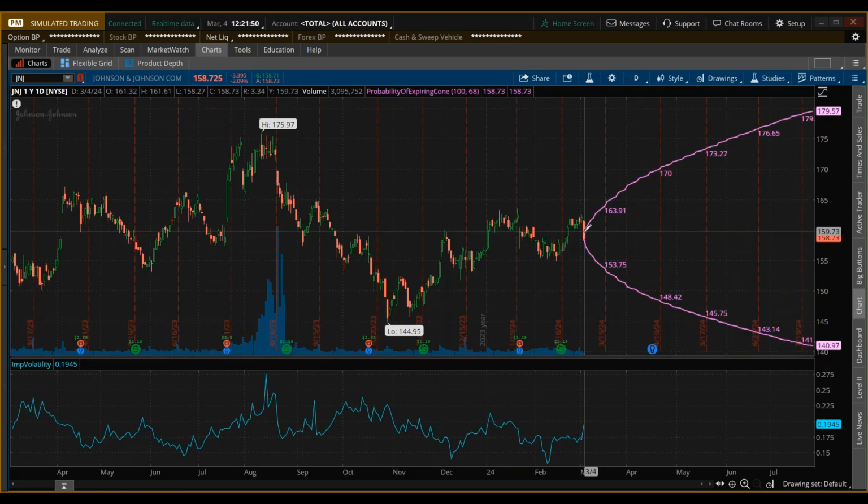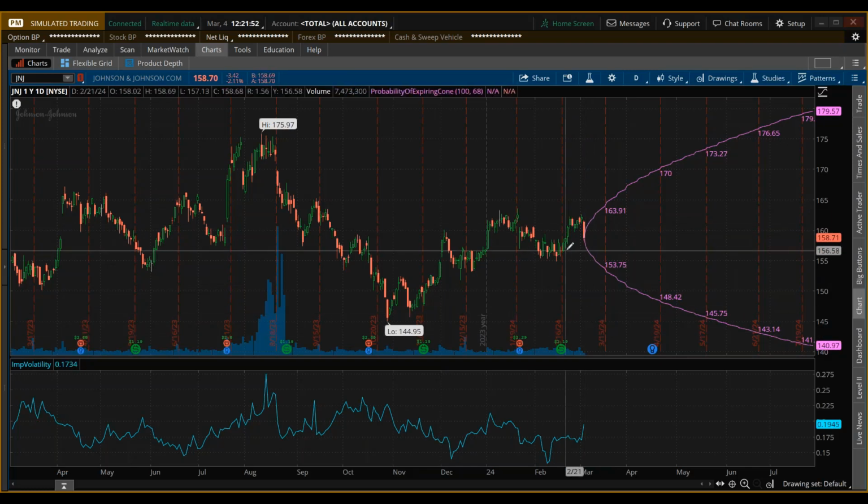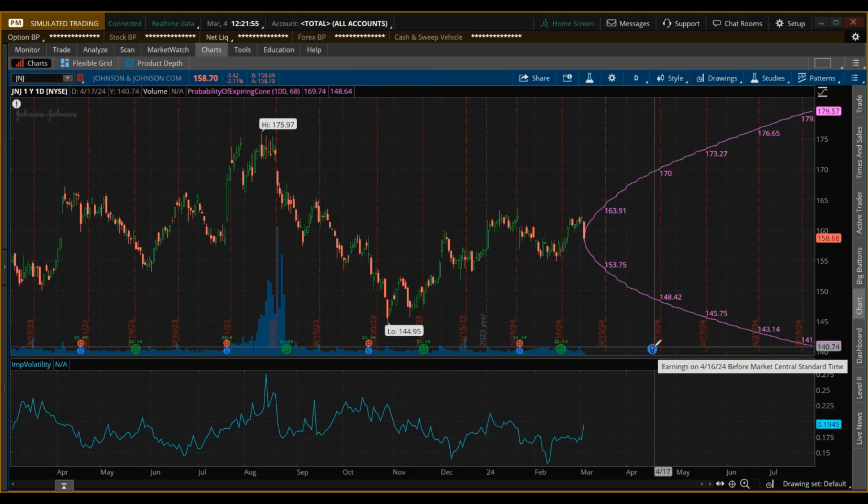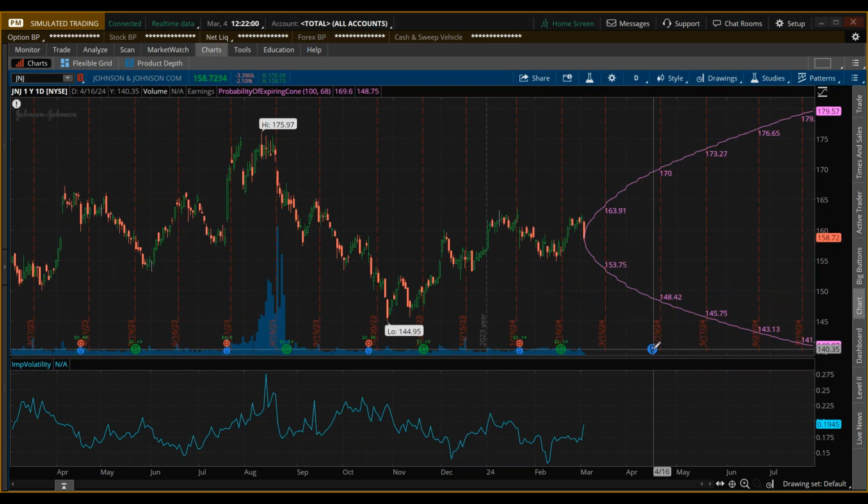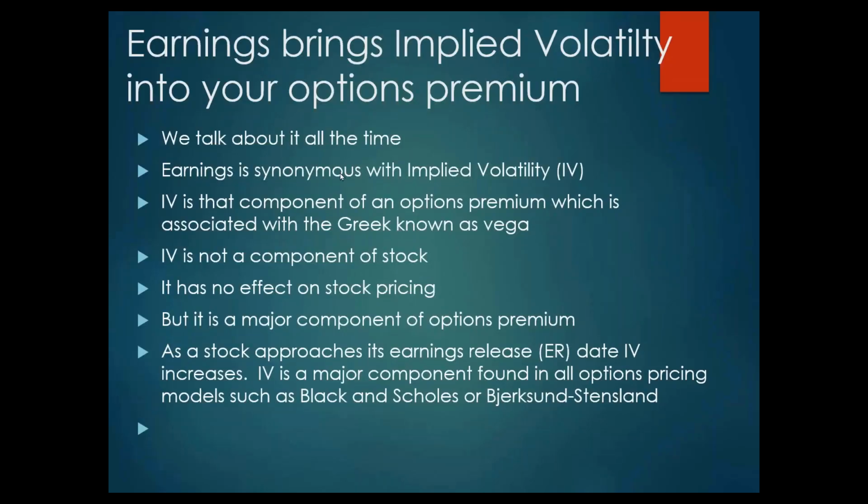Here we go. So here we are today, as we approach this earnings event that's confirmed for April 16th, 2024, implied volatility will increase. As implied volatility increases, it will tend to increase option premium. But that's not the only thing that controls option premium, is it? So stick with me. Earnings is synonymous with implied volatility.